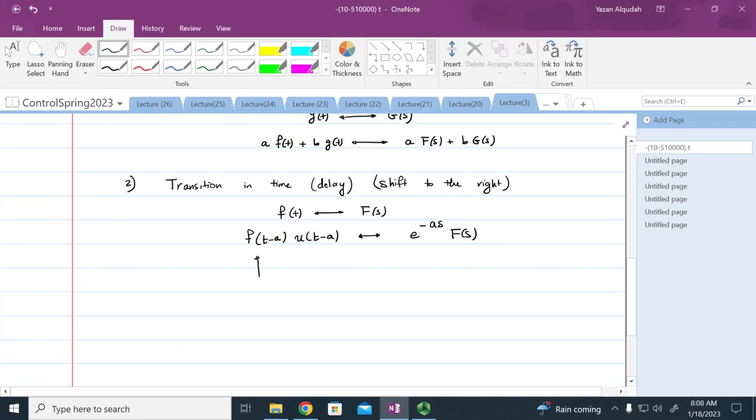And what that says is, if I have a function that looks like this, this is f of t, and then I shift this function to get f of t minus a multiplied by u of t minus a, and this is the a shift, then this is going to result in this exponent in the Laplace transform.